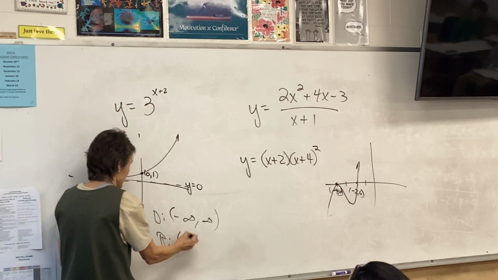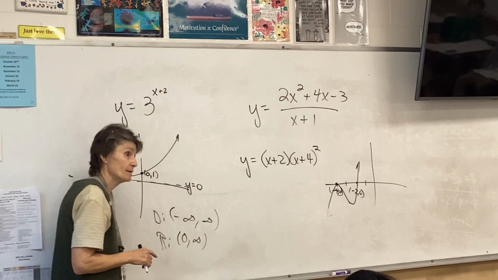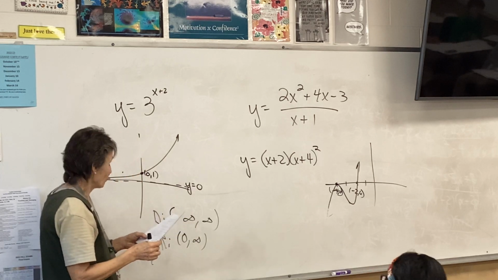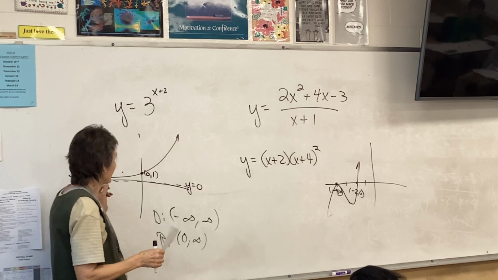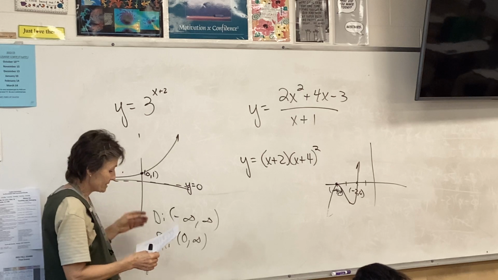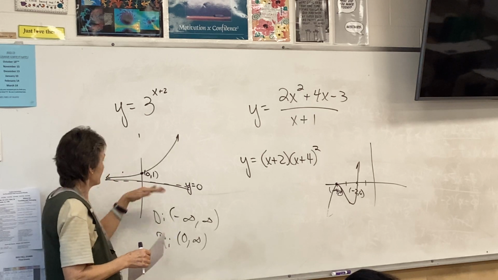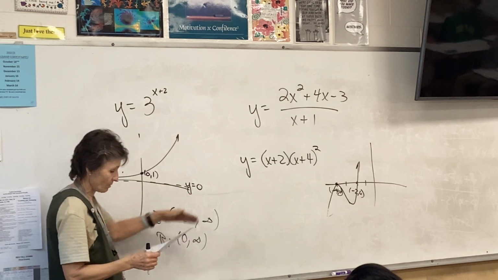0 to infinity. And 0 isn't included because it's an asymptote. Would you say that's continuous? Yeah. Can't I draw it without lifting my pencil? Yeah, that's continuous. Does it have any asymptotes? Yes, it has a horizontal asymptote at y equals 0.